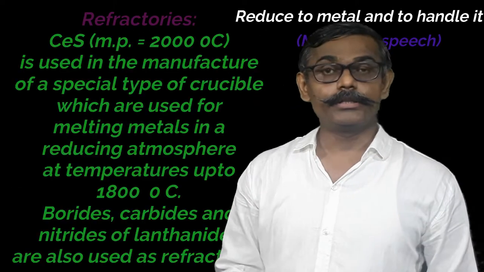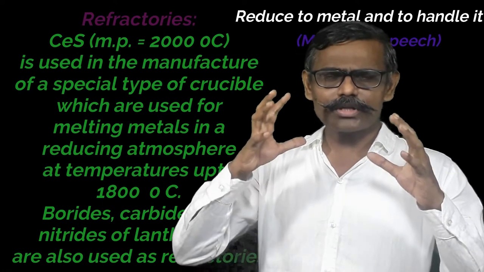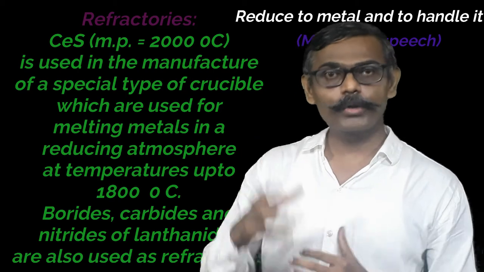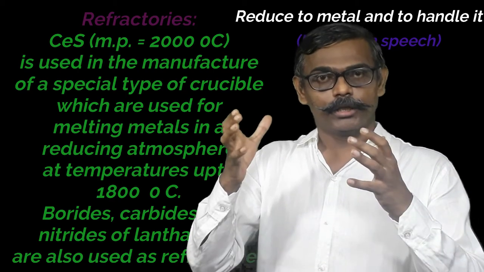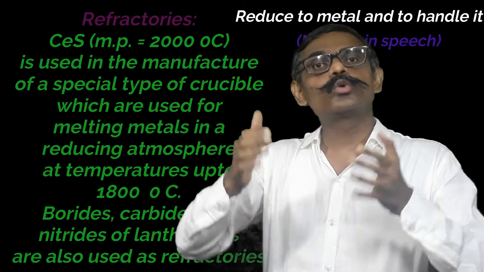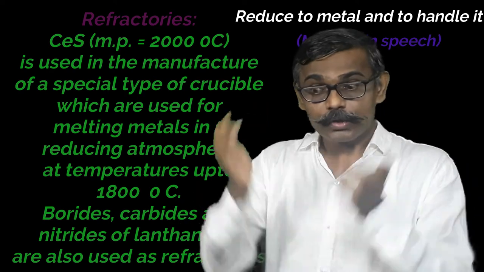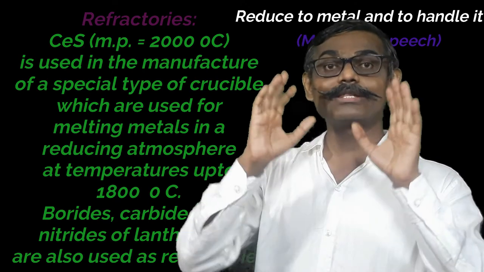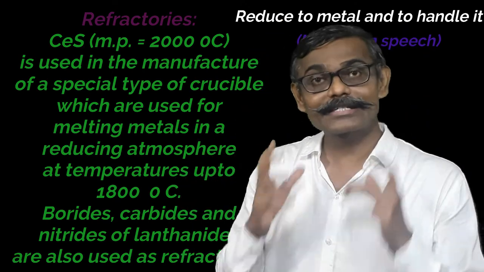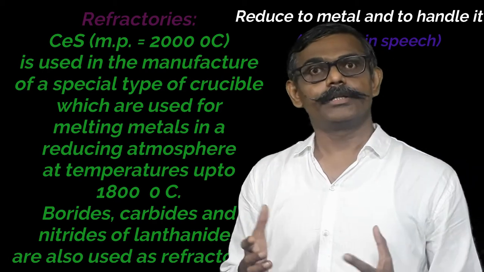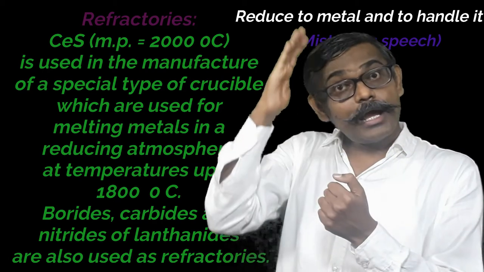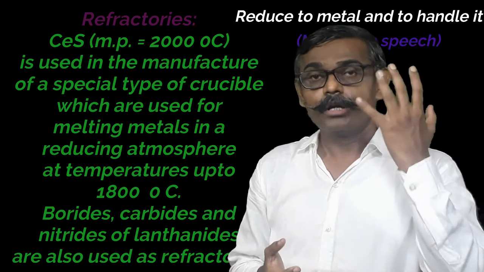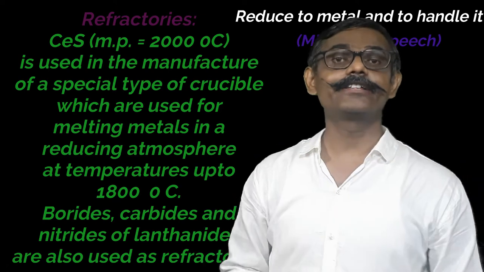Now in metallurgy, refractories remain. Refractory means at high temperature the metal is treated or ore is treated, especially to keep the metal in a crucible. Crucible means container. So the container is made up of lanthanoids because it can withstand high temperature. It can sustain high temperature. There we need to reduce the metal at high temperature. We can work with these crucibles up to a temperature of 1800 degrees Celsius.